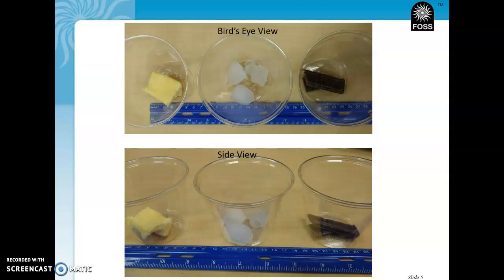You can see in the top pictures a bird's eye view. Then in the bottom, you have a side view of what the items look like within their plastic cups. Please take a moment and observe what you see. What are the shapes of each of those objects? What do they look like? How big are they? Please keep all of that in mind throughout the next few slides.